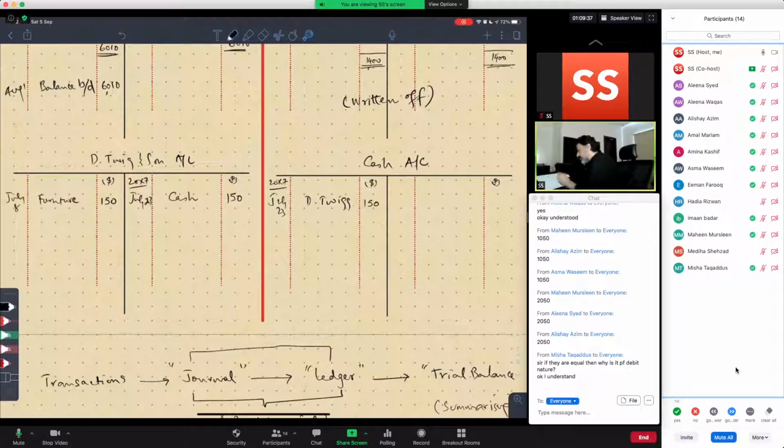This account is done and over with. This is balanced, 150, 150, and we are going to write off this account from our ledger as well. So this account is over.